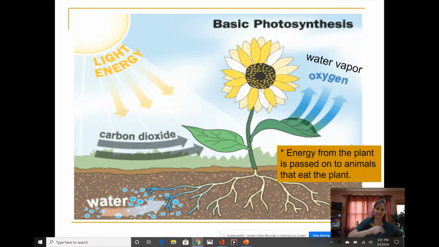Okay. Now, what does it give off? Well, I'm going to point out of the leaf now. Leaf. Now, I'm going to point out on the other side. It gives off oxygen. And if you want, you can put a second arrow on there. I think I will.